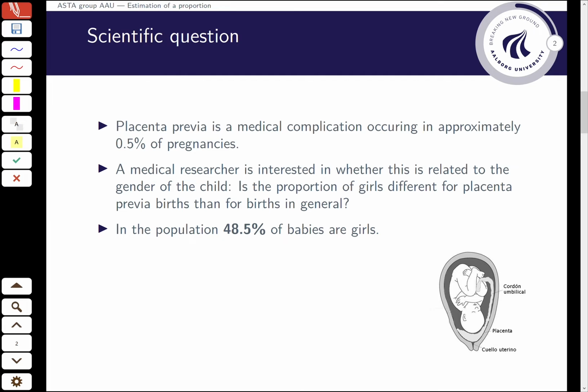And as background knowledge, we know that in the population 48.5% of babies are girls, so it's slightly non 50-50. There are slightly more boys born and fewer girls born. And for this medical condition, to see how it can be a problem in connection to a birth, there's a figure here in the bottom right hand side where we see that there's an issue with the placenta obstructing the birth of the child.